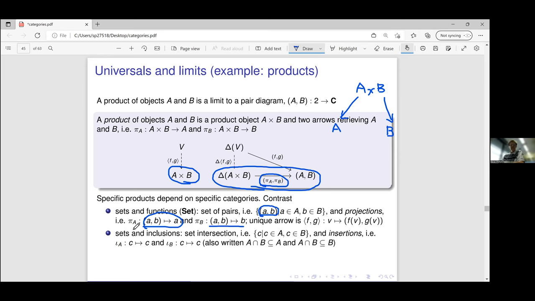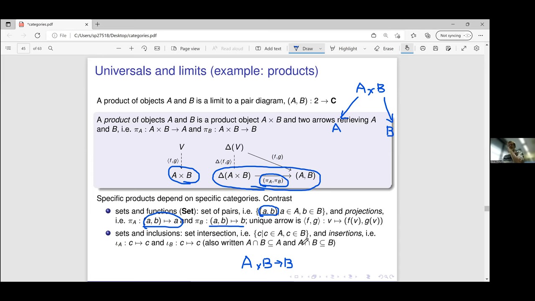However, if we were to move to a more restricted category, the category of sets and inclusions, then the product of two sets is simply their intersection. So in the general formula, A times B has a specific analog here: the intersection.